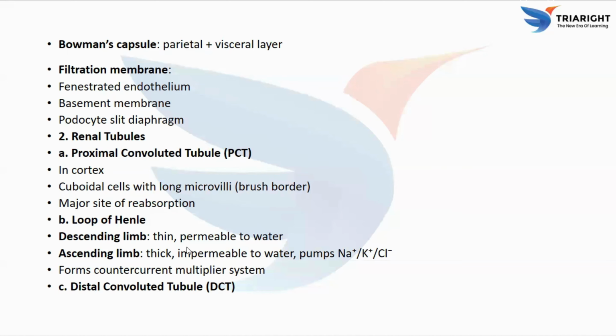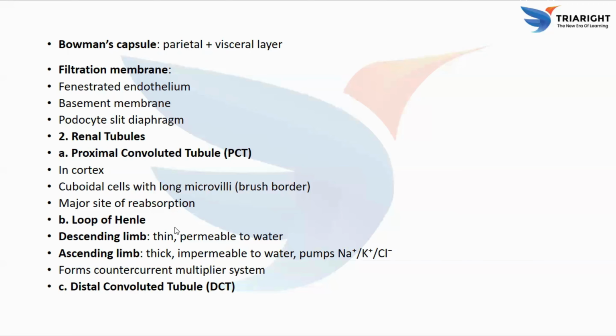So the loop of Henle has two limbs with opposite functions. One is the descending limb, which is thin and permeable to water. So water leaves through this tubule, where the filtrate becomes more concentrated. Whereas the ascending limb is thick and impermeable to water. It pumps out calcium ion, sodium ion and also chloride and potassium. So it dilutes the filtrate because the salts leave but water stays.